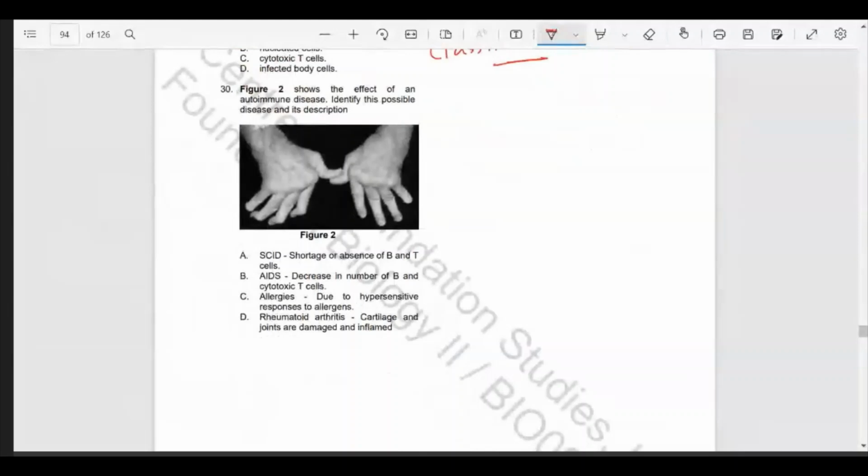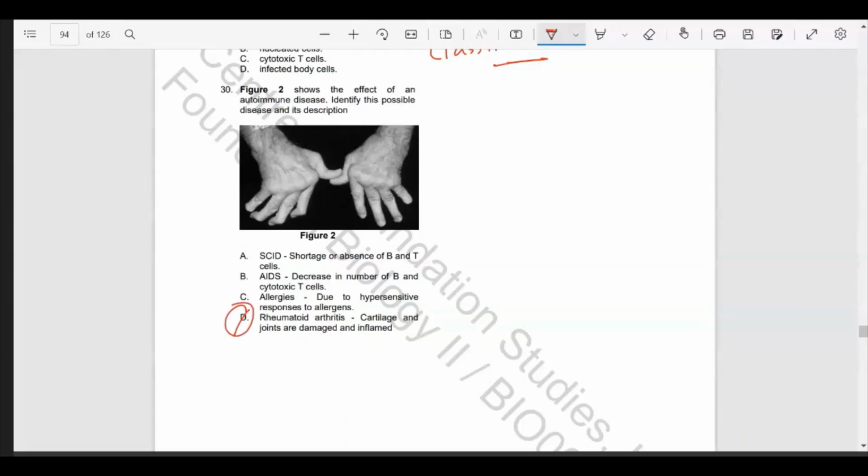So the last question, number 30. Nabil. Figure 2 shows the effect of an autoimmune disease. Identify this possible disease and its description. My answer is D, rheumatoid arthritis. Cartilage and joints are damaged and inflamed. Okay, correct.